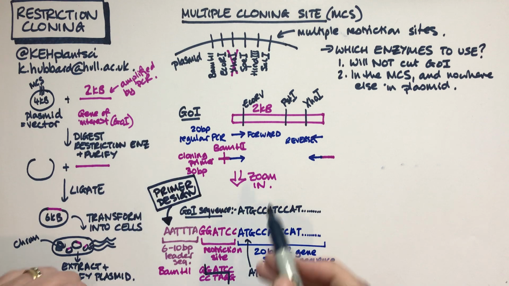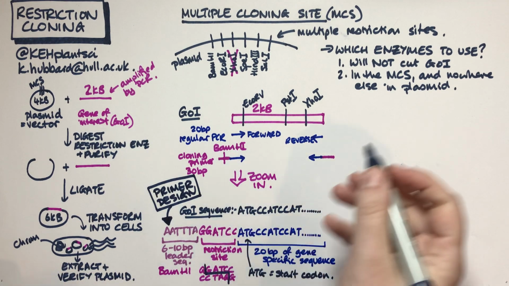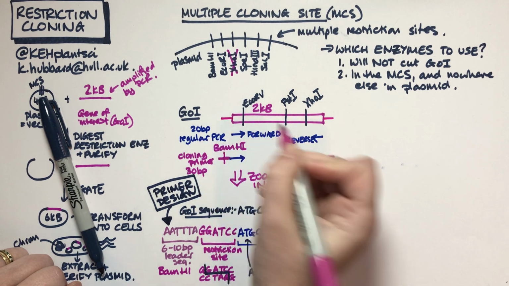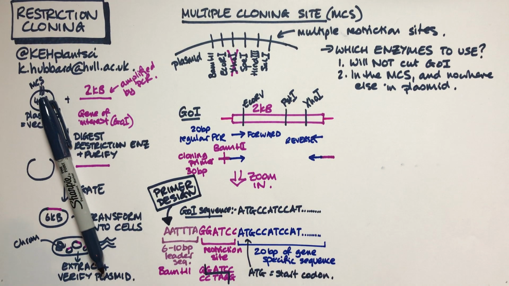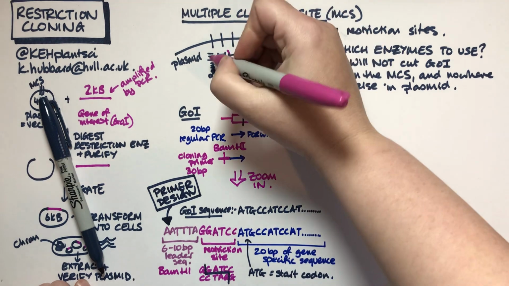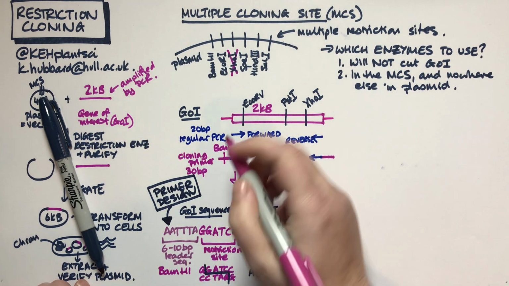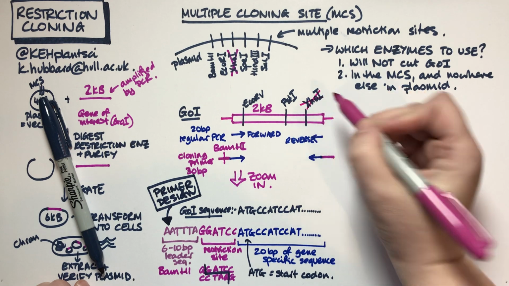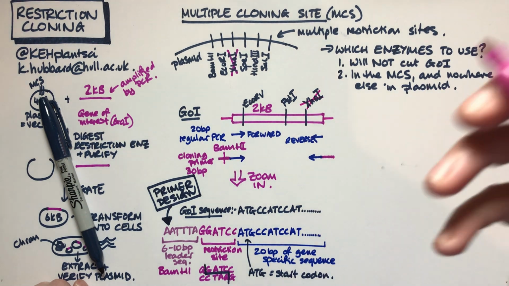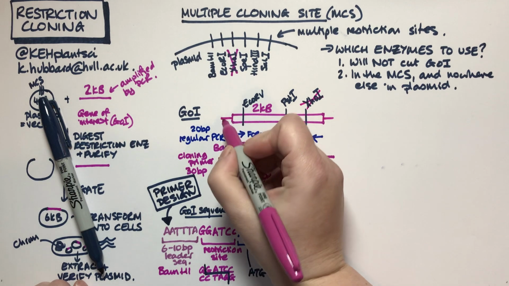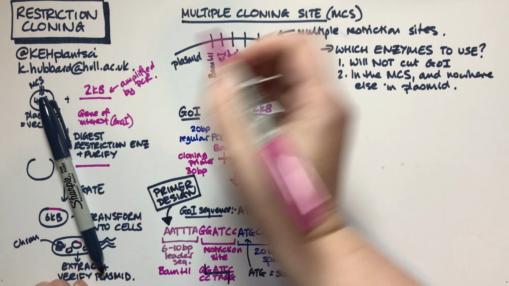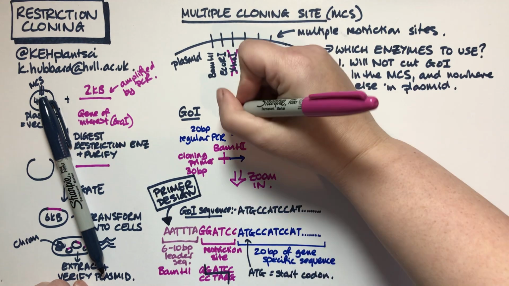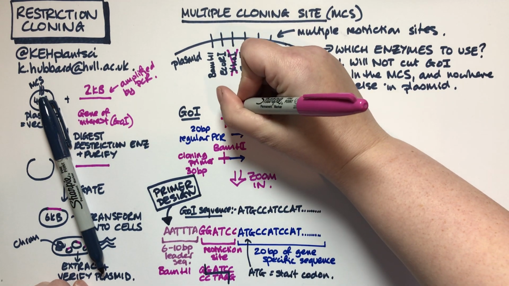Okay. So now I can think about my gene of interest, and I can think about what restriction sites I want to add to my gene of interest in order that I can get it into this plasmid. Can't use ZO1 because that's already been excluded. Okay, we can't do that. So now what I want to do is to pick enzymes that are in the multiple cloning site. Okay, so let's say we start with BamHI.